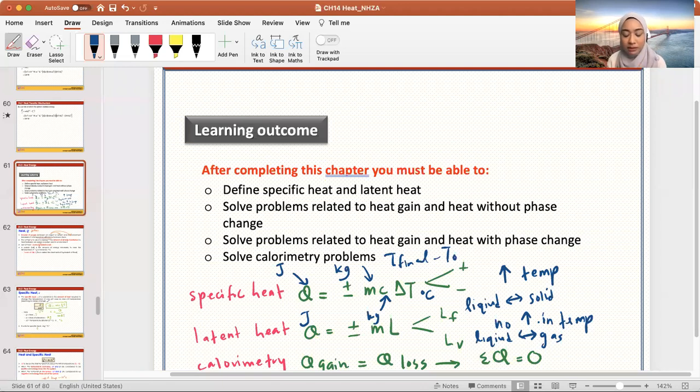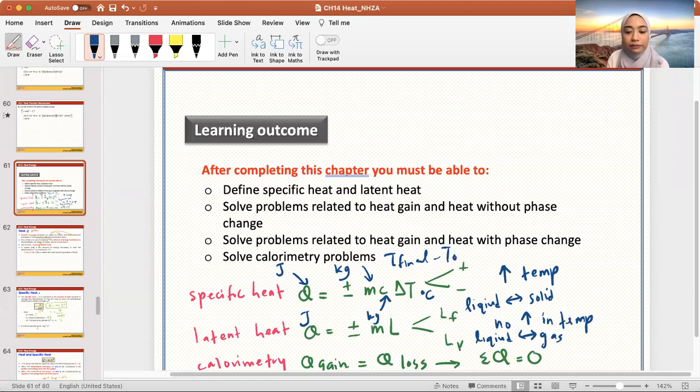So this is the L value. The same L_F is used to change liquid to solid and solid to liquid. Don't be confused here: the same L_F is used to change liquid to solid and solid to liquid. What differentiates them is the sign of the Q. Positive Q, absorb; negative Q, release.